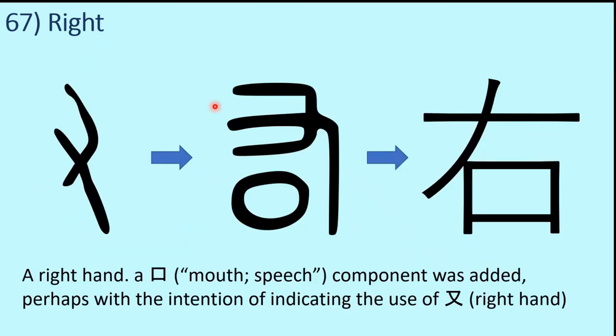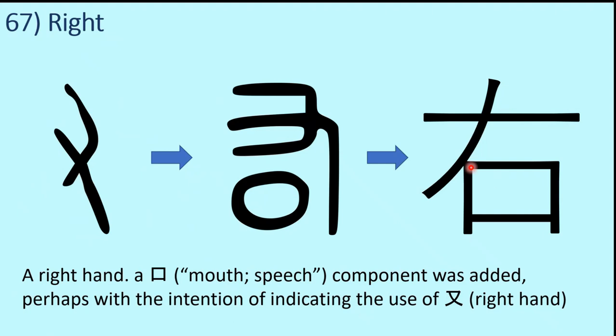Next is the origin and evolution. This is the most ancient form of this character, which represents a right hand. As you can see here, the right hand is extended. This is the man and this is his right hand. Later on, a mouth, which also represents speech, was added, perhaps with the intention of indicating the use of the right hand. And from this, the modern version has been derived.